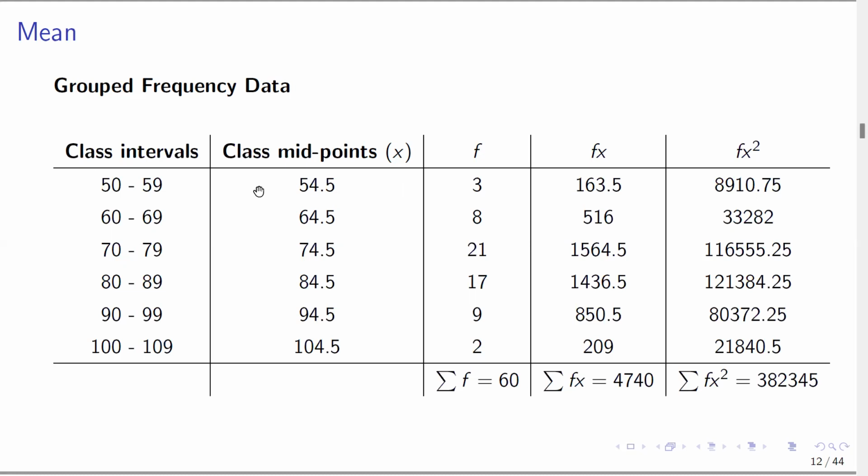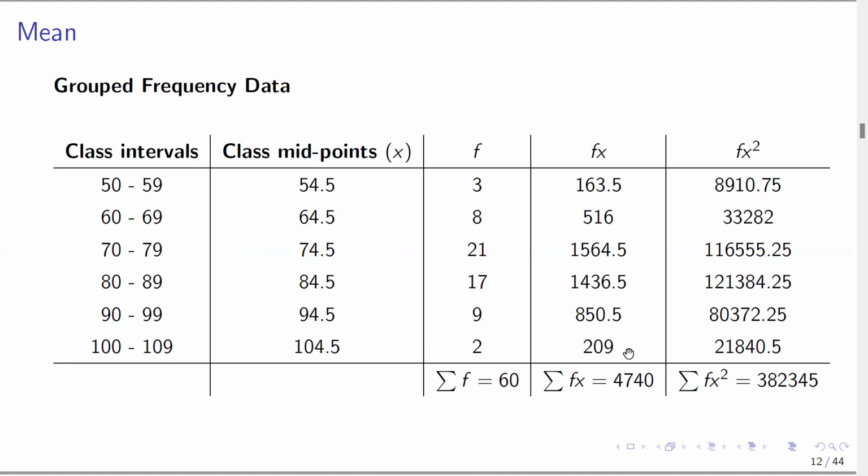In the case of grouped frequency data, we use our class midpoint to represent our X, since we do not have access to the actual data point. If we had access to the actual data point, the actual data point would have been our X. So in this case, the midpoint of 50 and 59 is 54.5. The midpoint of 60 and 69 is 64.5, and so on for the remaining class intervals. We have the frequencies also provided here. And then at this point, once we have our X and our f, we simply multiply our f by our X, and we have that new column.